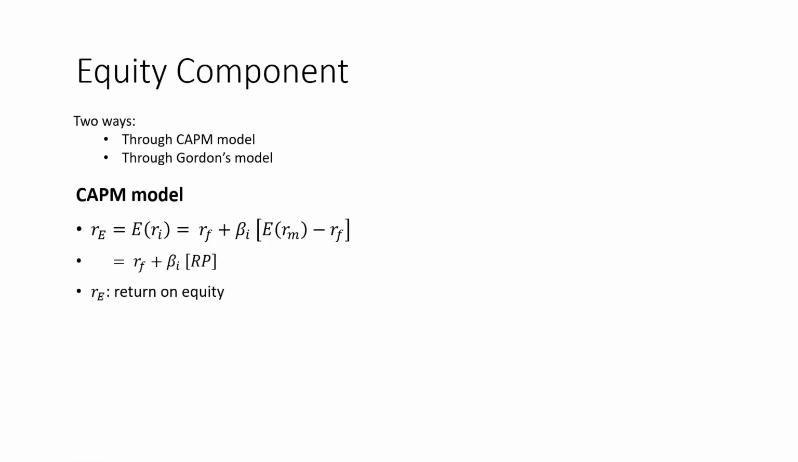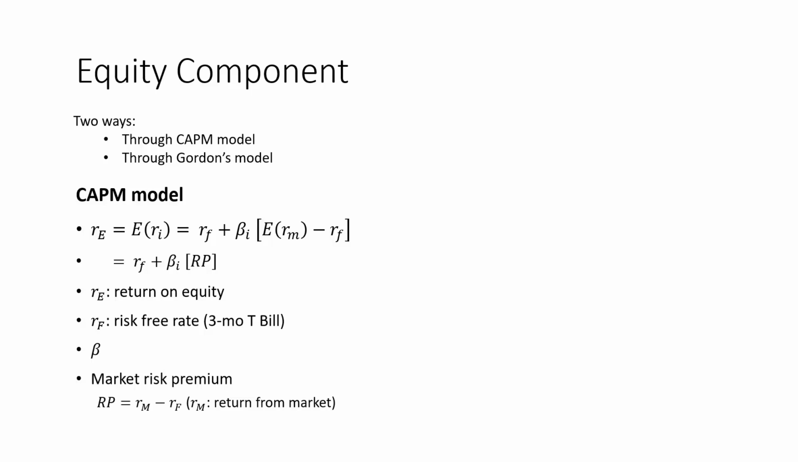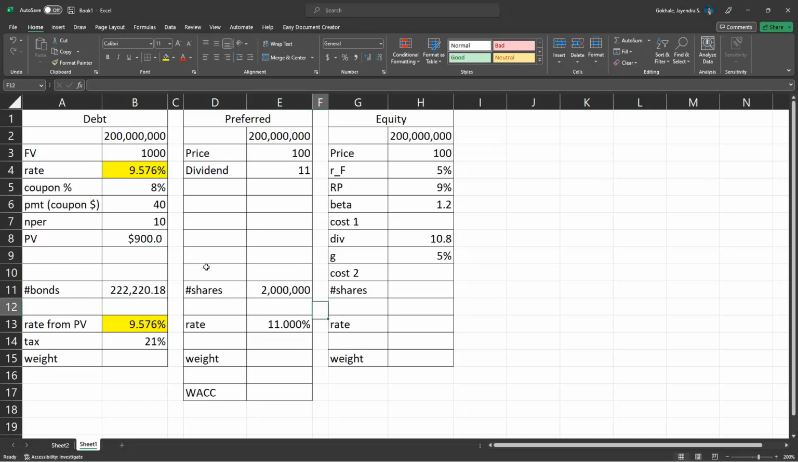So RE is the return on equity, RF is the risk-free rate, beta is beta, and the market risk premium is RP, which is RM minus RF. That's the CAPM model. Let's do that through this example. So we already have these conditions here. RF is given as 5%, risk premium is 9%, beta is 1.2. So RE can be found as RF plus beta times risk premium. Done. 15.8% is the cost of equity.